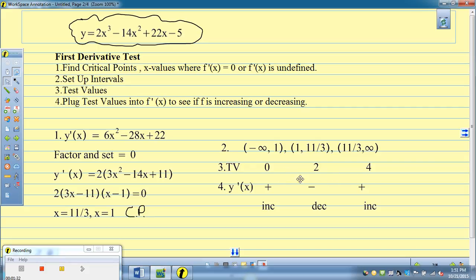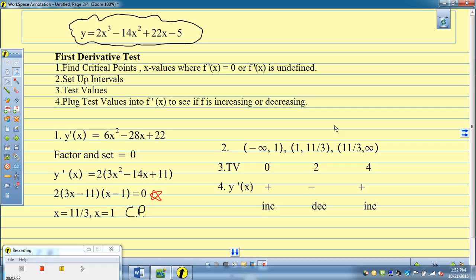We plug those test values into the first derivative, and all we need is a sign. We don't care about the number, just the sign. So if I plug 0 into this nice factored form right here, it makes it very easy to figure out if we're positive or negative in that interval. So plugging 0 in, we get a negative times a negative, giving us a positive, which means the original function f is increasing on the interval negative infinity to 1.